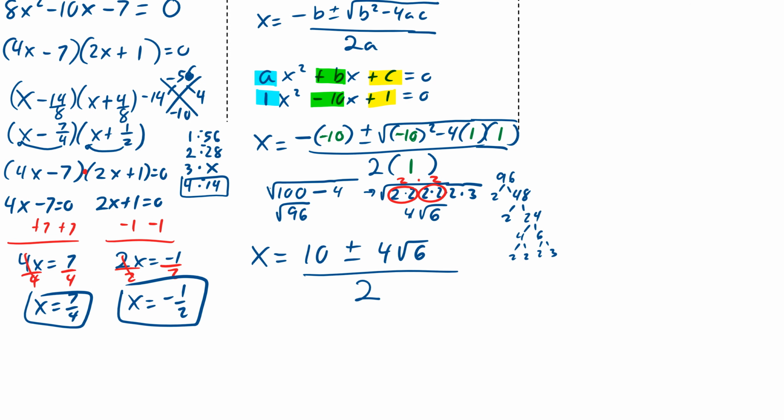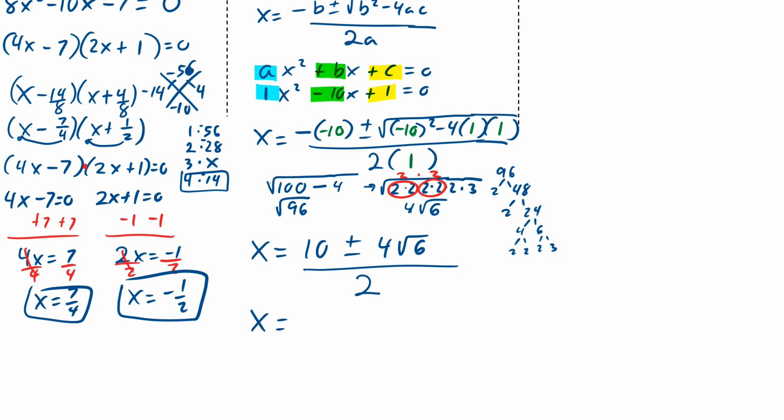And now the next step is just a little simplifying. So we want to separate them. So 10 over 2 plus or minus 4 rad 6 over 2. This is a division. It's all over 2, so they're both being divided by 2. We end up with this. So 10 divided by 2 is 5, and 4 divided by 2 is 2.